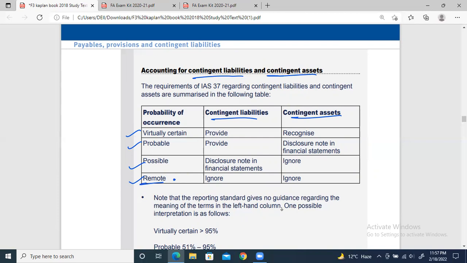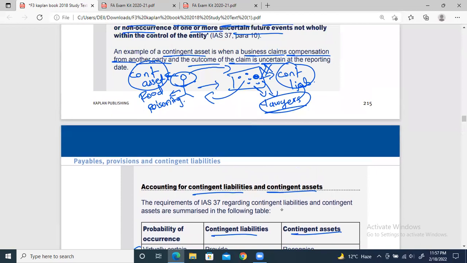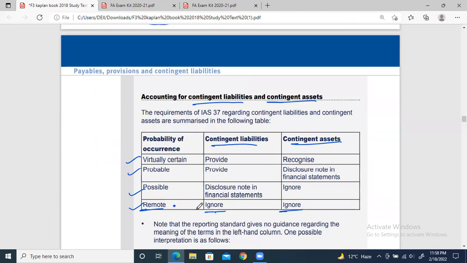Remote means anything which is very far from happening, very far from reality. So if the case is remote, then in both cases we should ignore it. We should ignore the liability and we should ignore the asset. Let's again take the example of the customer. If he's just making a joke that the restaurant has food poisoned him, but in actual fact the restaurant has not food poisoned him, they have given him clean food and he's just making a story out of it, then neither is this a contingent asset for the customer nor a contingent liability for the restaurant, because neither the customer is wrong nor the restaurant. So in this kind of case, we'll ignore both the liability and the asset.